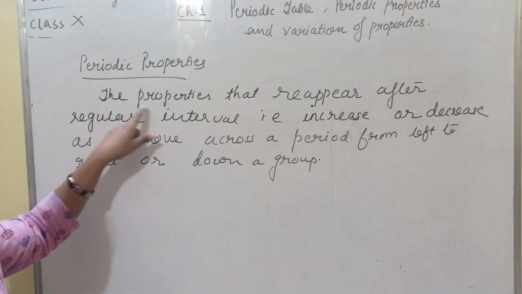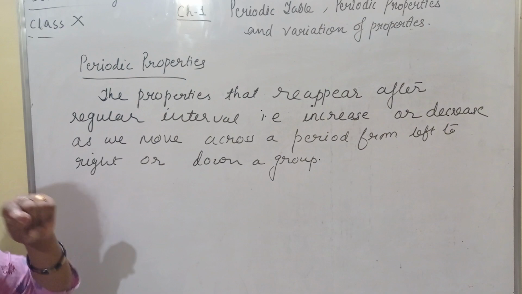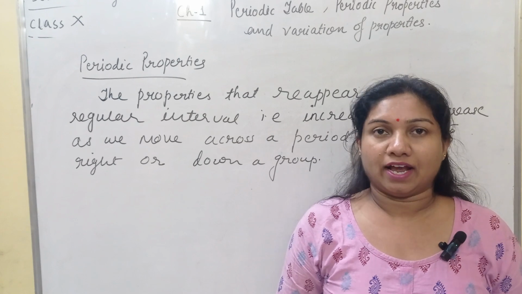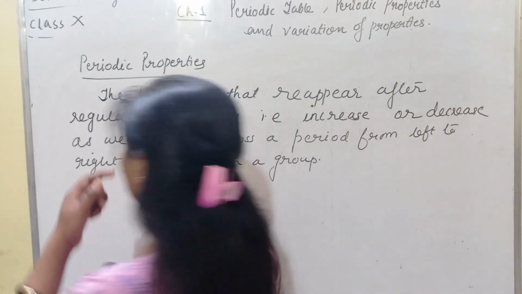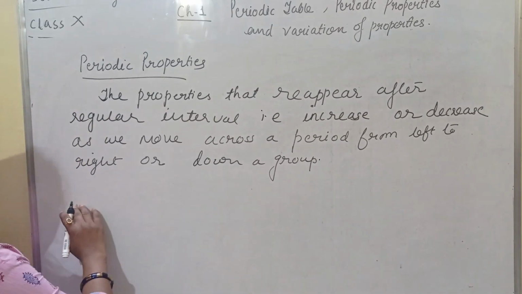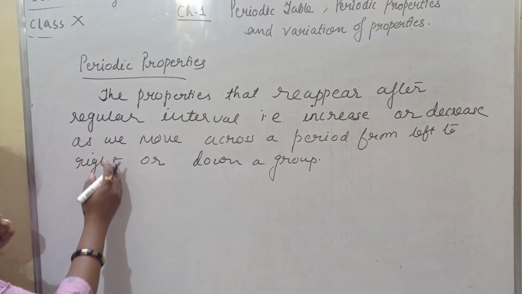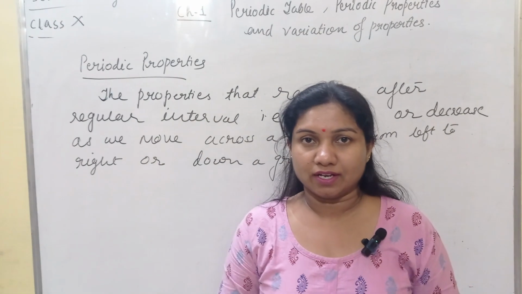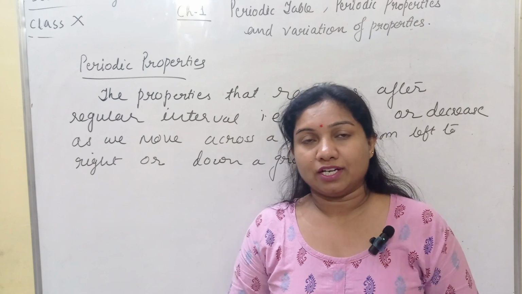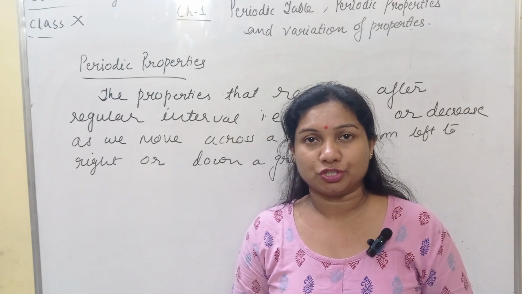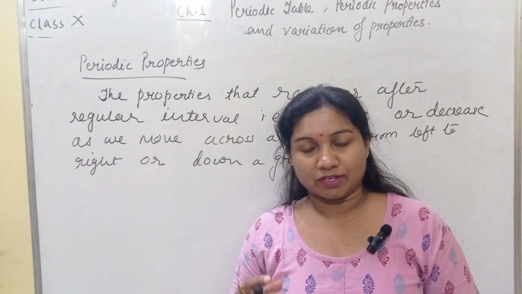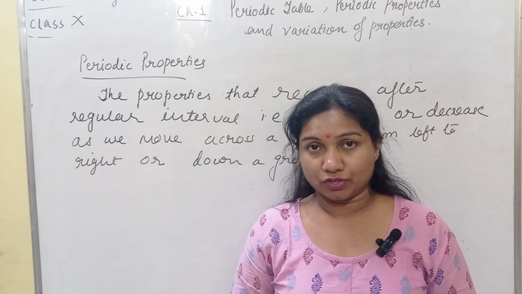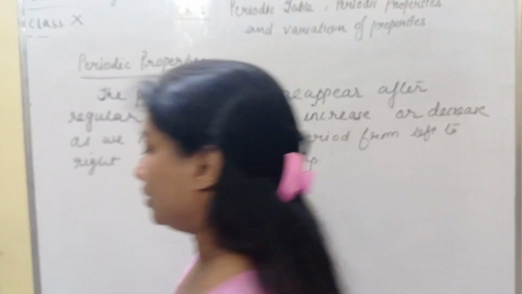The definition says the properties that reappear after a regular interval, that is, it shows either an increase or decrease as we move across a period or if we move down a group. We know that the horizontal rows are called periods, and the vertical columns are called groups in a periodic table. So in the periodic table, elements are arranged in periods and groups. These elements have some properties, and those properties show some regular trends. If we move across a period, those properties either increase or decrease, or if we move down a group, they show some trends. So that is what we have to study here.